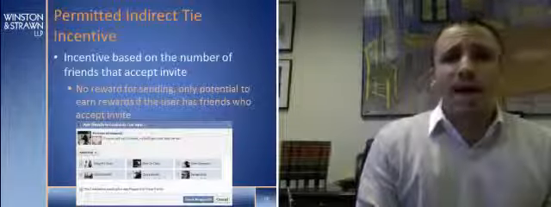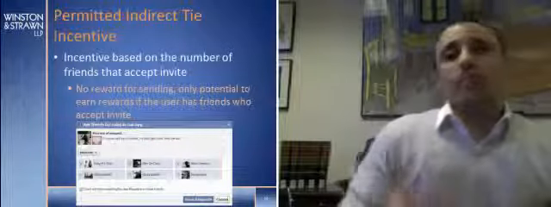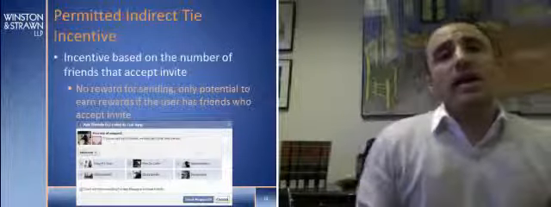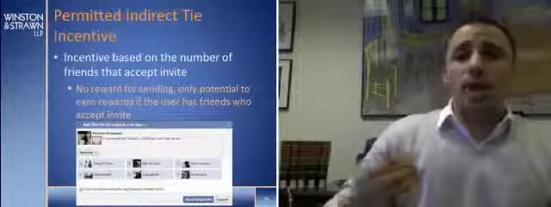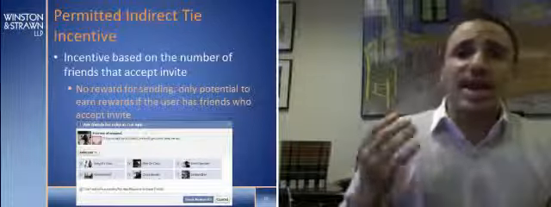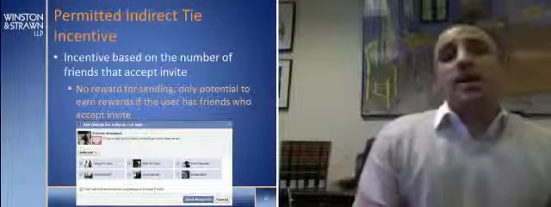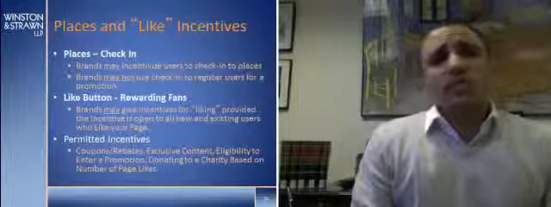Now, what do I mean by that? For example, incentivize people not directly for posting or sending something to a friend, but based upon the number of friends that might like the page or that might accept an invite. As you can see, that's not a direct incentive, that's more of an indirect incentive, and that's why Facebook allows that.